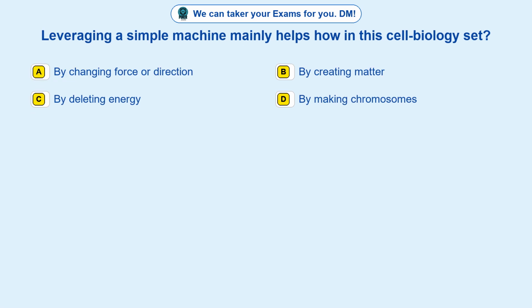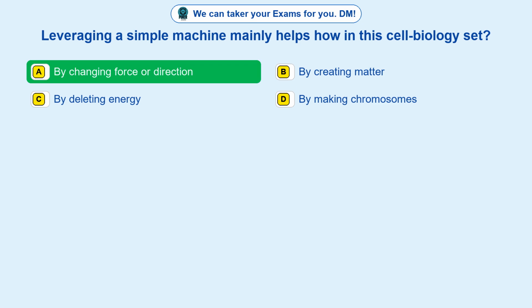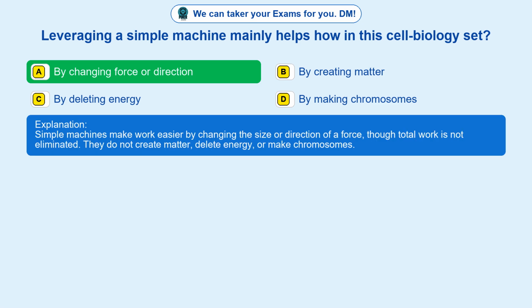Question 63. Leveraging a simple machine mainly helps how in this cell biology set? Option A, by changing force or direction. Option B, by creating matter. Option C, by deleting energy. Option D, by making chromosomes. The correct answer is option A, by changing force or direction. Simple machines make work easier by changing the size or direction of a force, though total work is not eliminated. They do not create matter, delete energy, or make chromosomes.